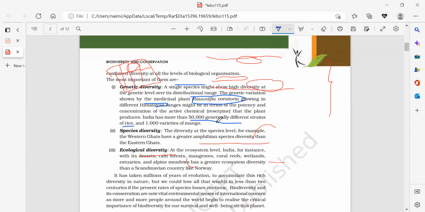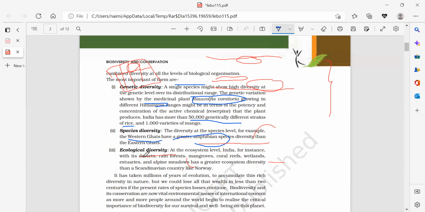Next one is species diversity. This is the diversity at the species level. For example, the Western Ghats have greater amphibian species diversity than the Eastern Ghats. If you go to the Eastern Ghats, the amphibian species are fewer, but in the Western Ghats there are many. So it is species diversity.